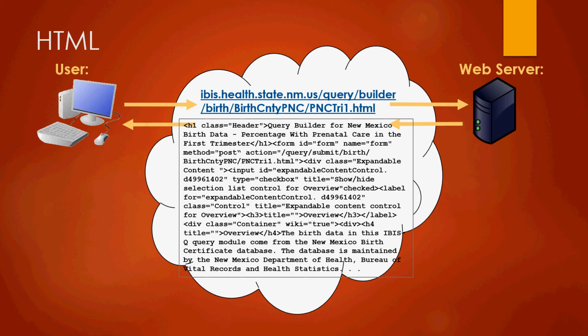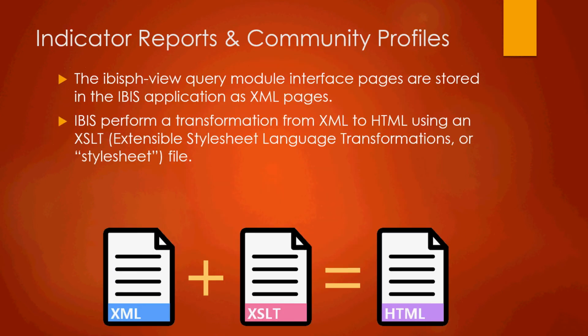So, query pages are just like any other internet page where the user clicks on a link that sends a request to a web server. In this case, the IBIS web server. A query builder page request goes to the IBIS web server and IBIS returns HTML. The query module interface pages are stored in the IBIS application as XML pages. IBIS uses an XSLT style sheet to transform the XML to the HTML that the user's browser can read.